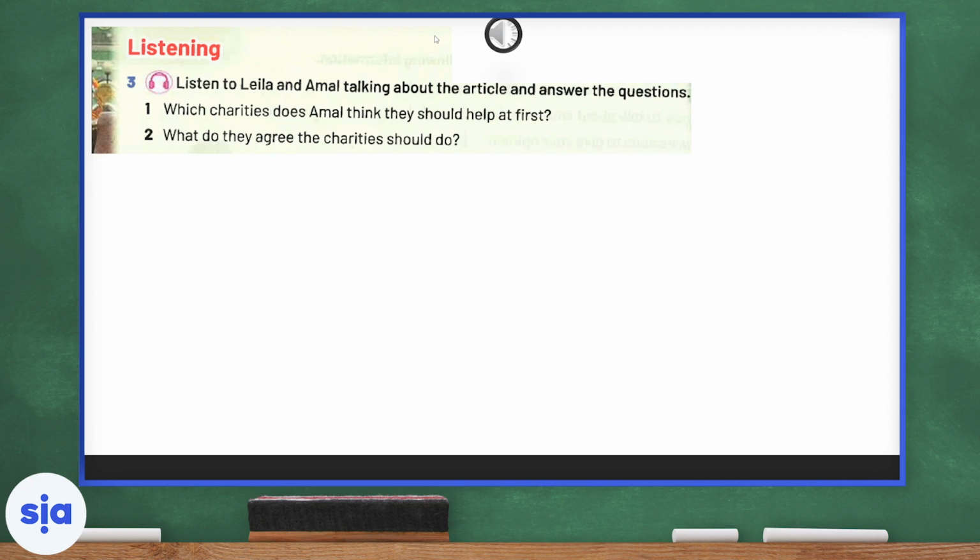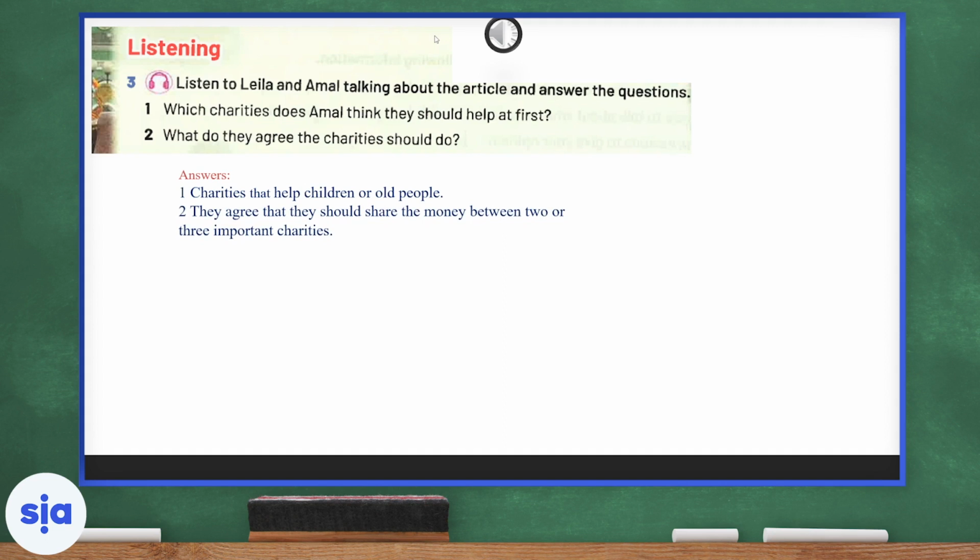Now let's read question 1. Which charities does Amal think they should help at first? The answer is charities that help children or old people. So Amal is suggesting that they should help charities that assist or help children or old people. Now, number 2, what do they agree the charities should do? Amal and Layla came up with an agreement at the end of the listening text. What was the agreement? Of course, they agreed that they should share the money between 2 or more important charities.